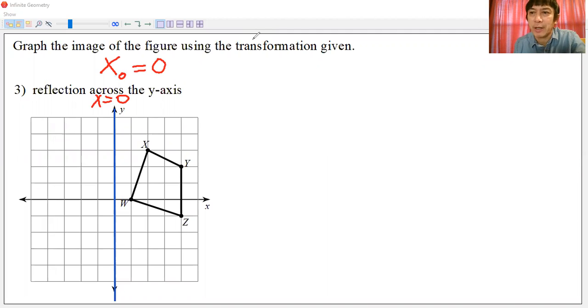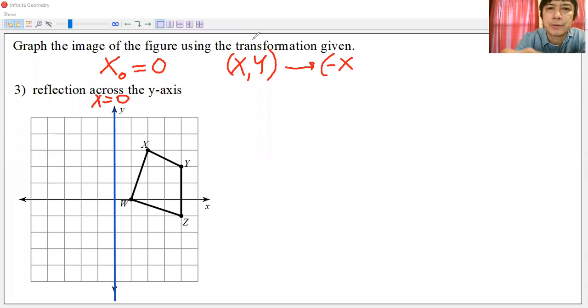All right, so again, the numbers that are changing are the x. The y values are constant. So the same rule, x, y, and we'll have negative x plus 2 times x of 0, comma, y. There. All right, let's gather our points.